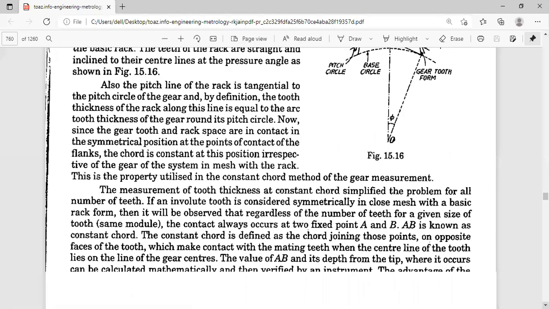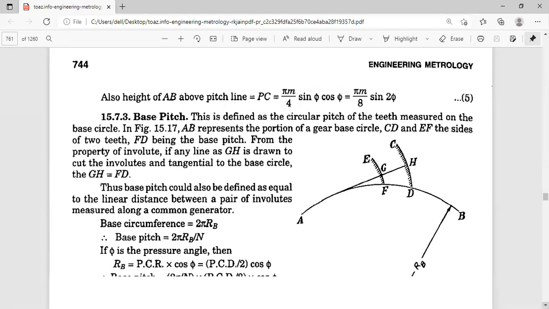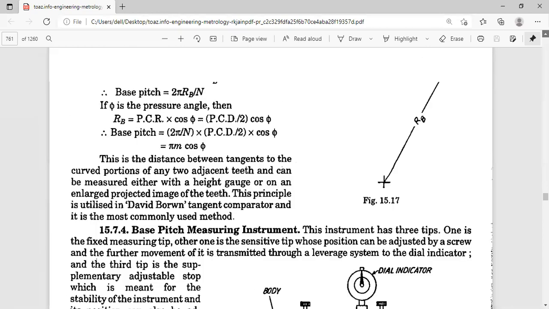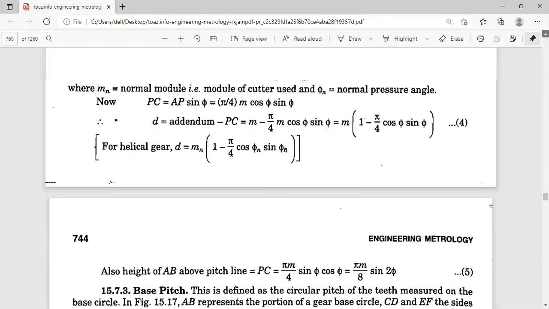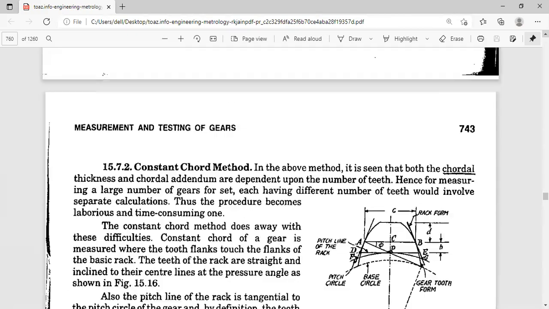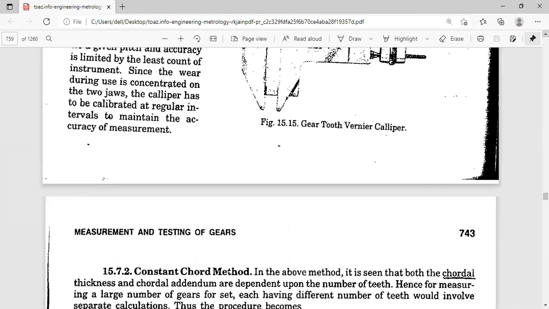Whenever you are considering all this, you have to see that the base pitch measuring instrument tomorrow will be checked, and you should know what the gear tooth thickness is. What is the gear tooth thickness? It is defined as the tooth thickness exactly, which you have to measure at the pitch circle, that is, at the pitch line circle.